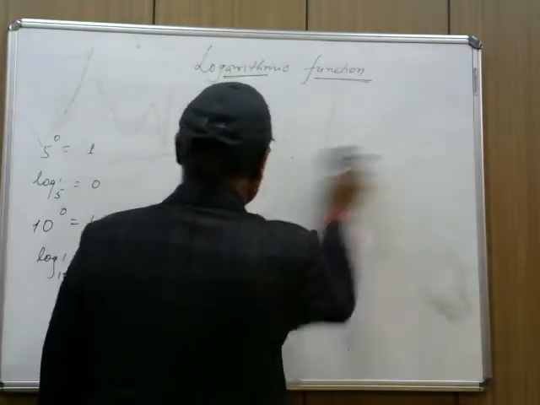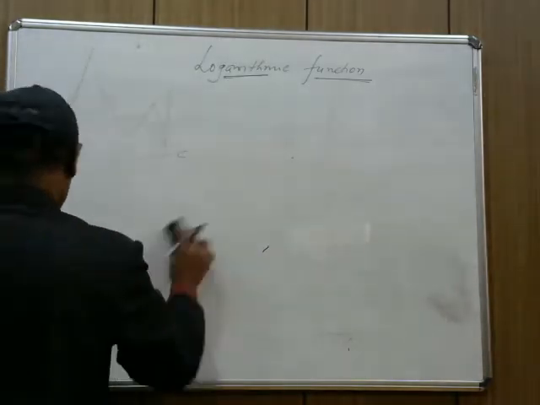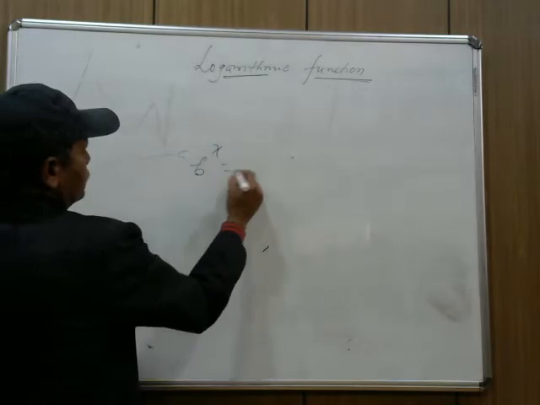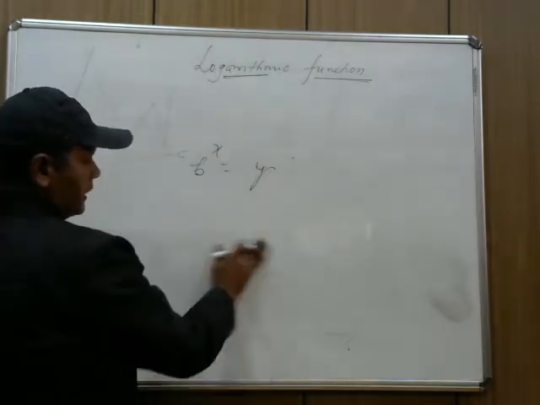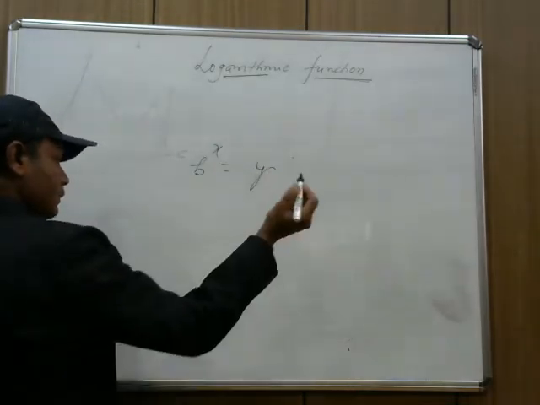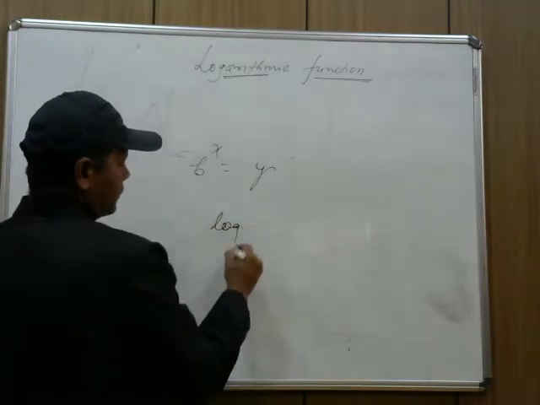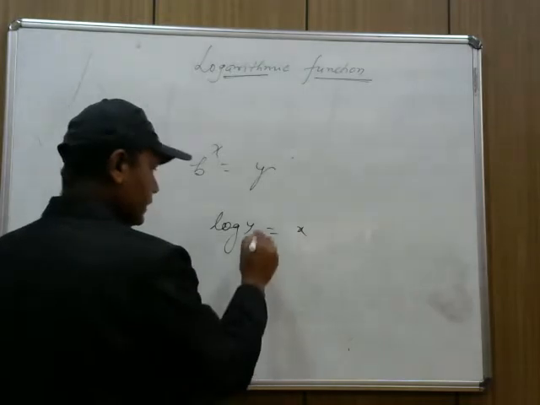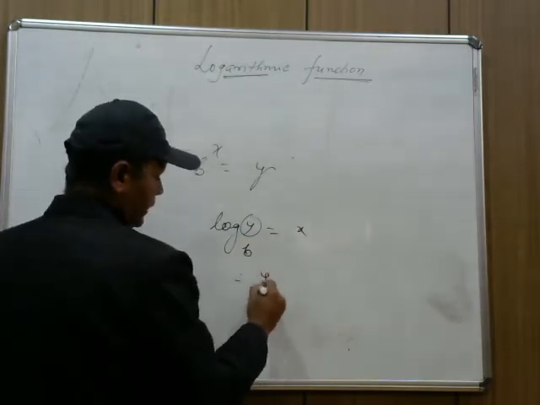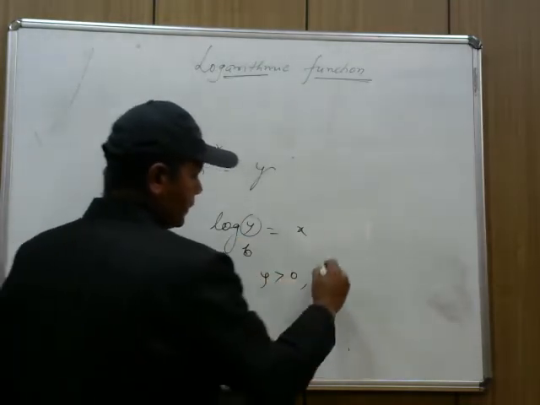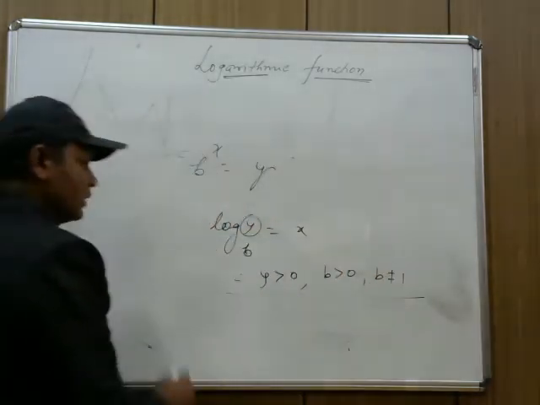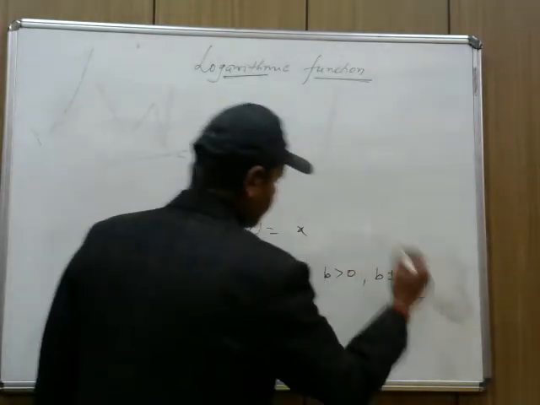If I write b to the power x is equal to y in the exponential form, what will be the logarithmic form? Log of y to the base b is equal to x. Here y should be greater than 0, b should be greater than 0, and b should not be equal to 1. These are the three conditions which we have to remember.